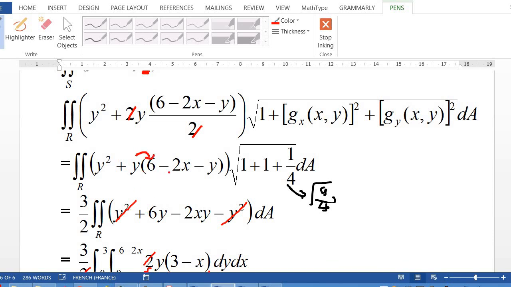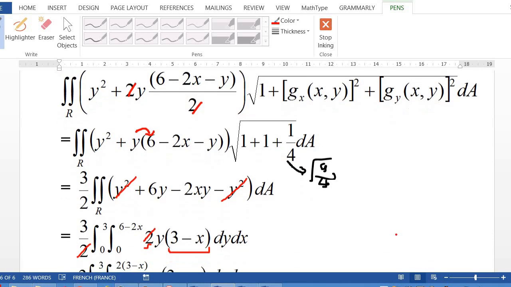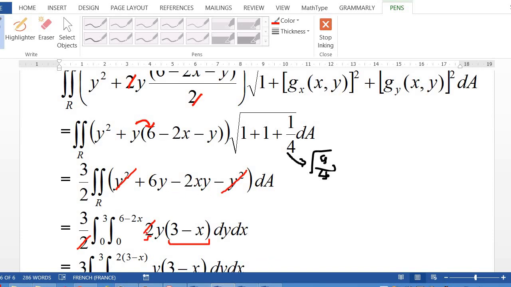So y squared plus 6y minus 2xy minus y squared. The y squared cancels, so you are just left with 6y minus 2xy. I factor out 2y: 2y times 3 gives 6y, and 2y times negative x gives negative 2xy.